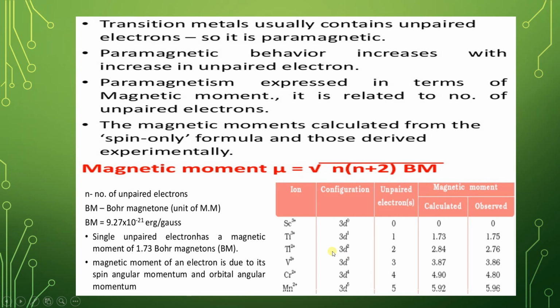So in this class we learned about the properties of d block elements or the transition elements, such as melting and boiling points, enthalpies of atomization, atomic and ionic radii, oxidation state, and the magnetic behavior. The remaining properties or characteristics of d block elements will be discussed in the next class.